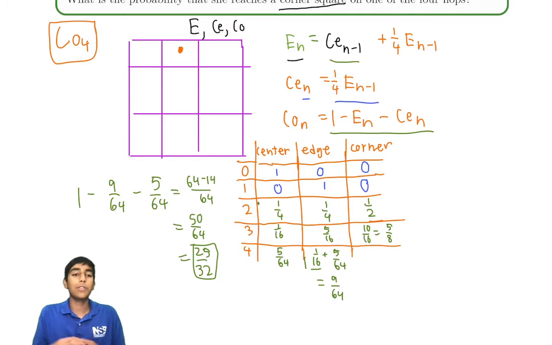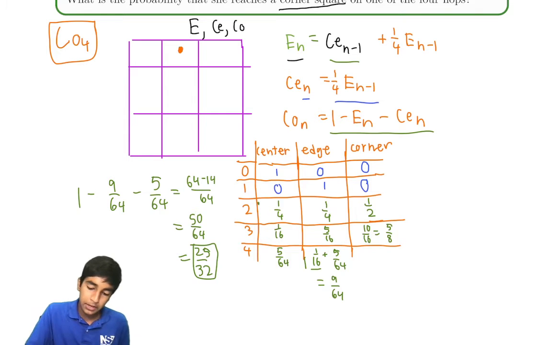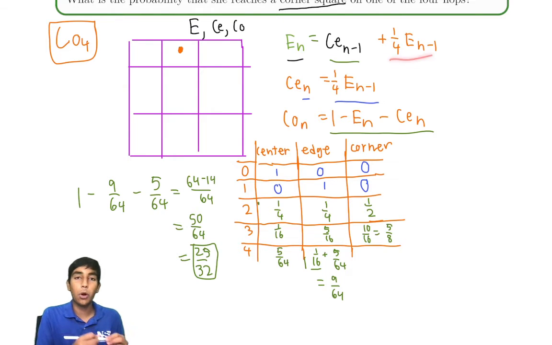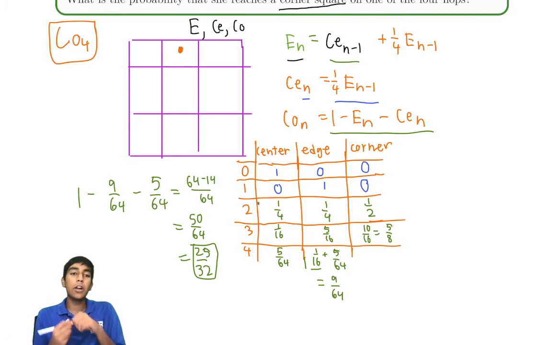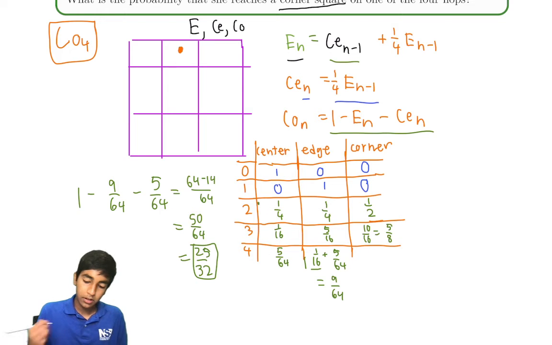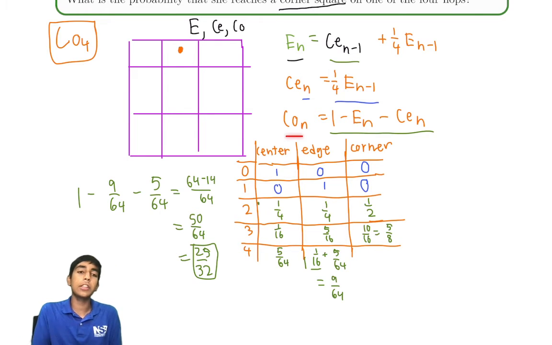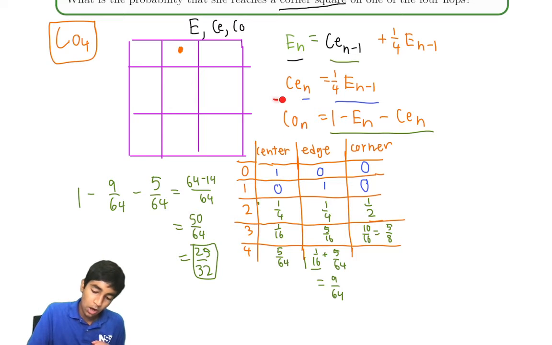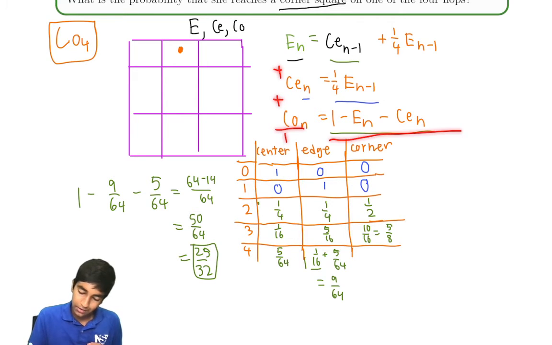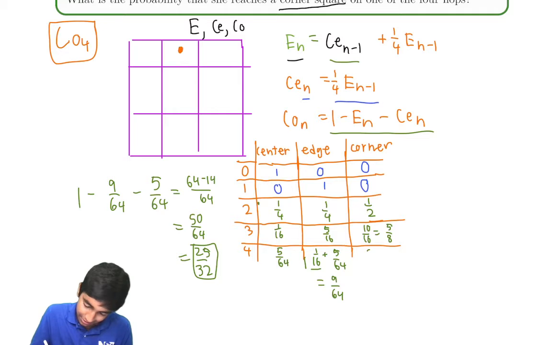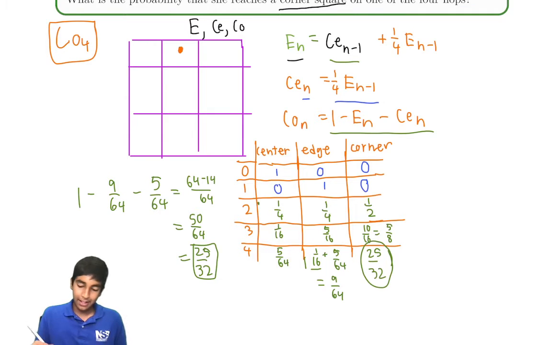Let's recap really quickly, because this was a lot. First, we found the equations. The probability at an edge after n moves is the probability of being on a center 1 move before, plus 1/4 the probability of being on an edge 1 move before. The probability of being on a center after n moves is just 1/4 the probability of being on an edge the move before. For the probability of being on a corner, we could have written the equations, but we noticed that these must add to 1, so we used some smart tricks, and it saved us some computation. And we might as well just write 25/32 here, and that's our answer.